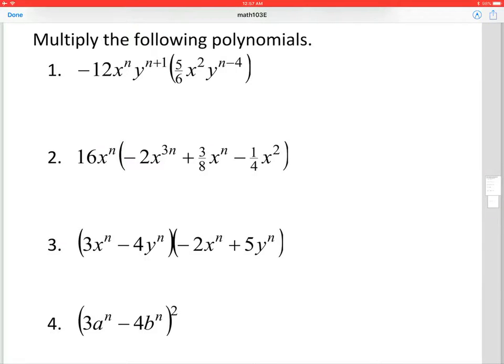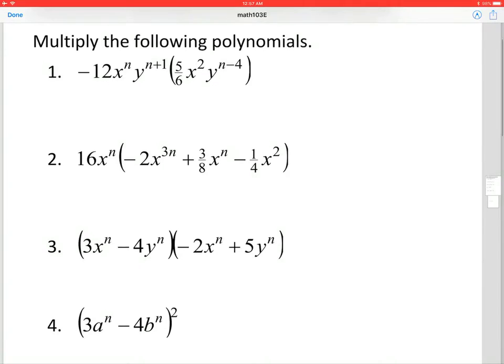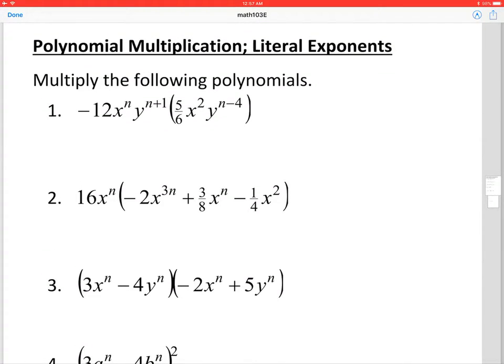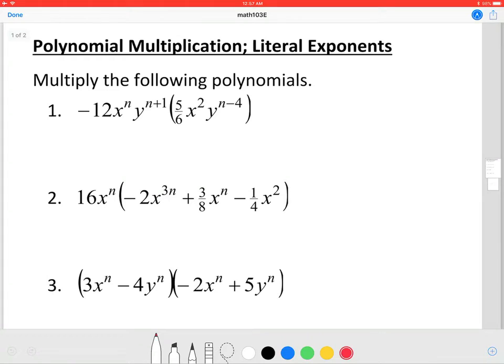Alright, in this video we will do multiplying polynomials, but in this case the polynomials will have what we call literal exponents. You're going to see this quite often in algebra. And literal in algebra means non-numeric. So in this case you see that we have n here, n plus 1, n minus 4. Those are considered literal exponents.